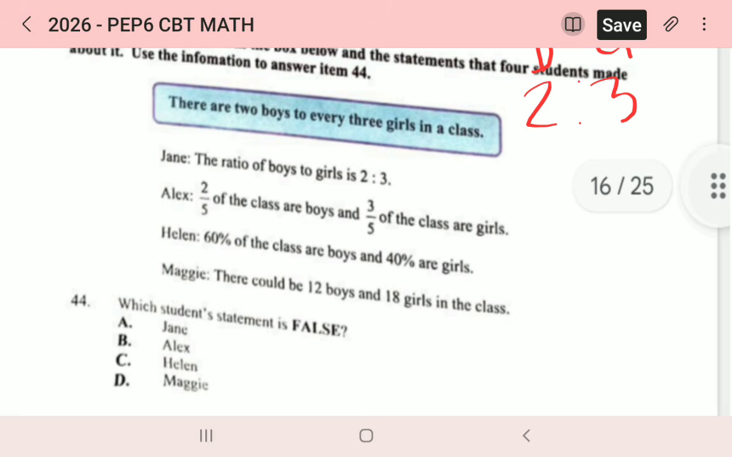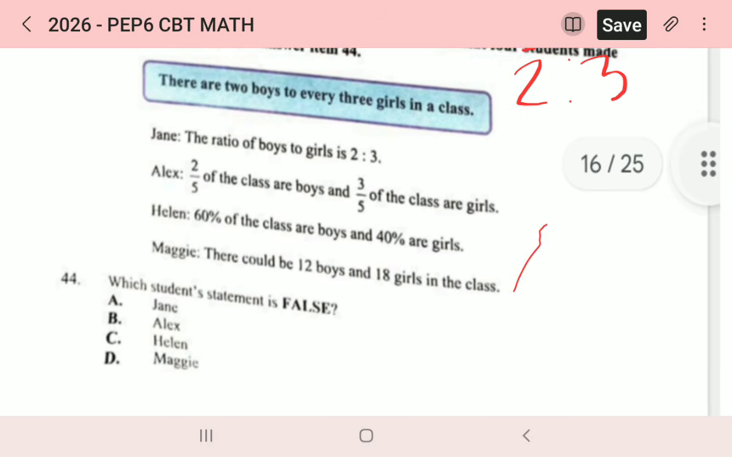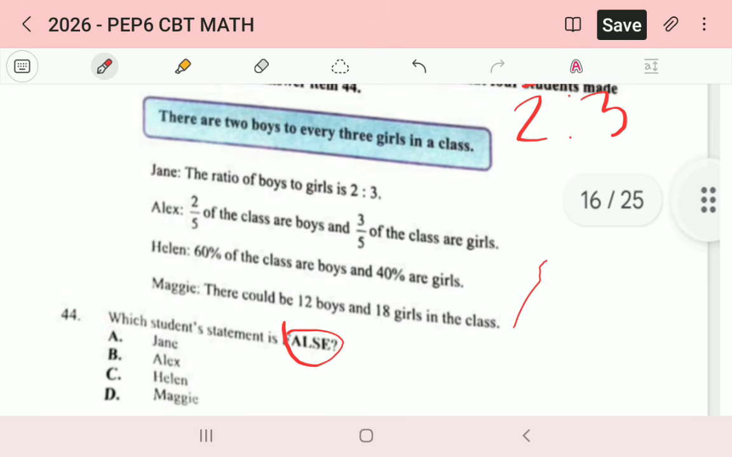60 to 40. All right, so it's a 2 to 3 ratio of boys. Let's work out the ratio. All right, so the key thing you're looking for here is false. All right, which is not true. Jane says the ratio is 2 to 3. That's correct, because if for every 2 boys there are 3 girls, 2 to 3.